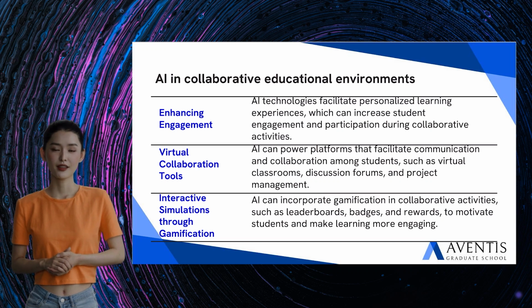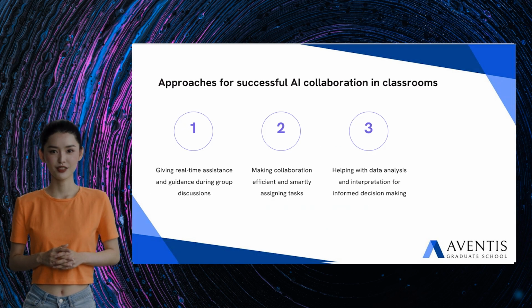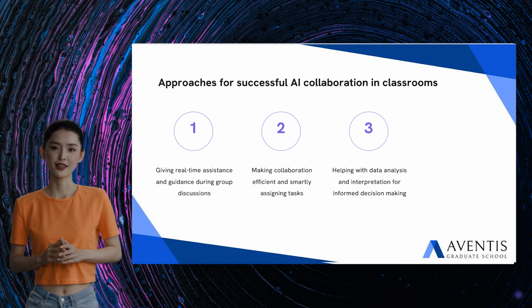Interactive simulations through gamification. AI can incorporate gamification in collaborative activities, such as leaderboards, badges, and rewards, to motivate students and make learning more engaging. Approaches for successful AI collaboration in classrooms. Real-time assistance. AI provides real-time guidance during group discussions, enhancing collaboration. Smart task assignment. AI helps in efficiently assigning tasks and managing group dynamics.